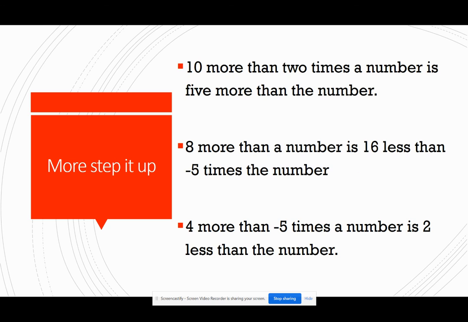And I'll try 2 more with you. So which ones? I'm going to do the last 2. So 8 more than a number. So you could do 8 plus x if you wanted, or x plus 8 is 16 less than negative 5 times the number. So add 5x to both sides. I get 8 plus 6x equals negative 16. Subtract 8. I get 6x equals negative 24. So my x is negative 4.